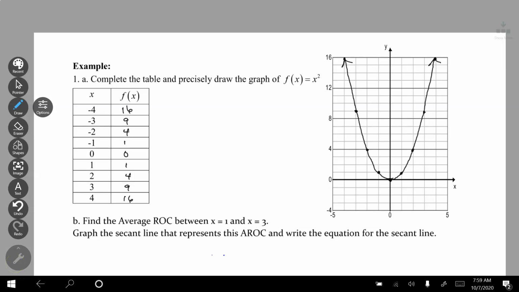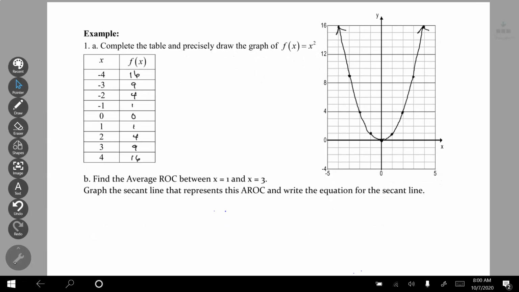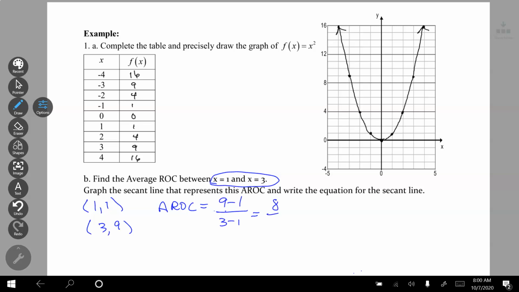So I've completed the table for f of x equals x squared. I plotted all these points, and I've drawn the graph over here. And now what I'm going to do is figure out some average rate of change, or some secant lines. And the first one I'm going to do is between x equals 1 and 3, and I could just look at the table. I have the point (1, 1), the point (3, 9), and my average rate of change is equal to 9 minus 1, change in y, over 3 minus 1, the change in x, 8 over 2, so my average rate of change is equal to 4. I also have to write the equation.